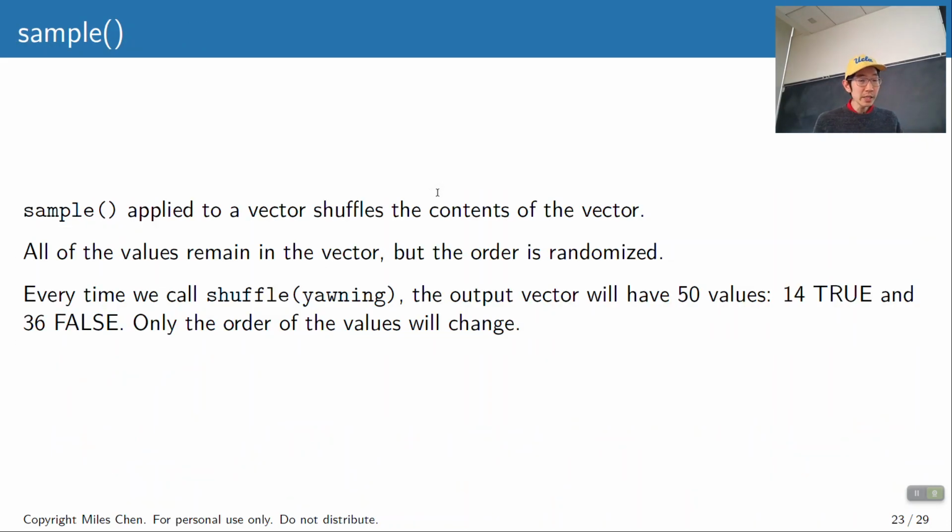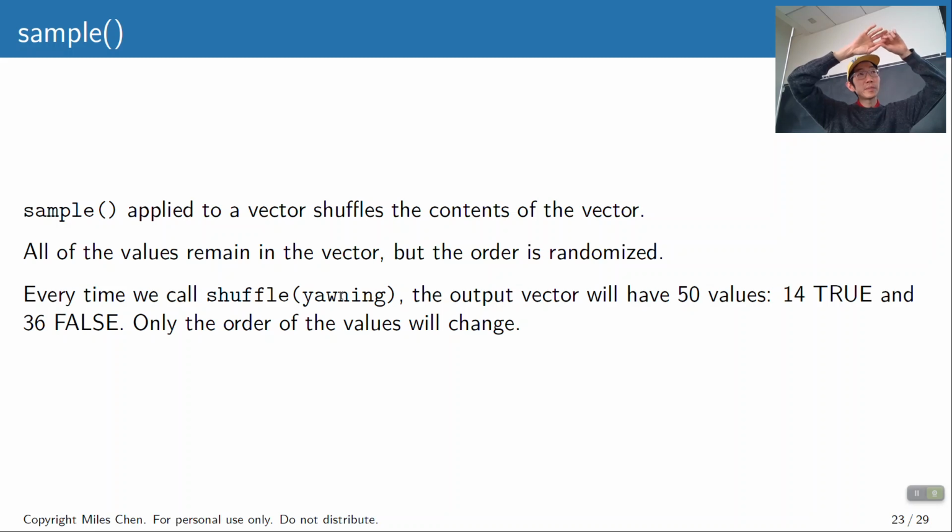Then to simulate this randomization process and the random assignment, I'm going to use the function sample. I think you're familiar with sample, but sample can be used to do sampling with replacement and without replacement. By default, it samples without replacement, and it will basically just shuffle the entire vector that you have. Here, I wrote shuffle, but I should have written sample, okay? So yawning is that vector of 50 values, and if I do sample on yawning, it's going to just shuffle all 50 of those values.